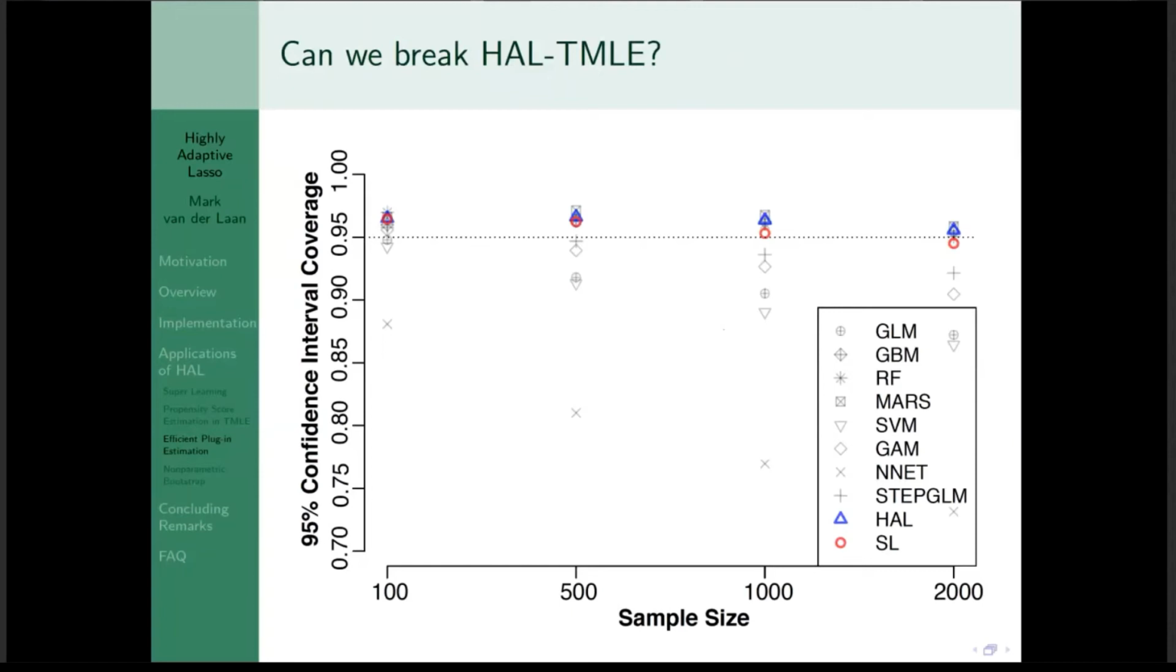And so here in this simulation, you see as a function of sample size that the resulting confidence intervals are getting perfect coverage if we use highly adaptive lasso or super learning, including the highly adaptive lasso. But if you start using other machine learning algorithms, you might be getting to pay a price.